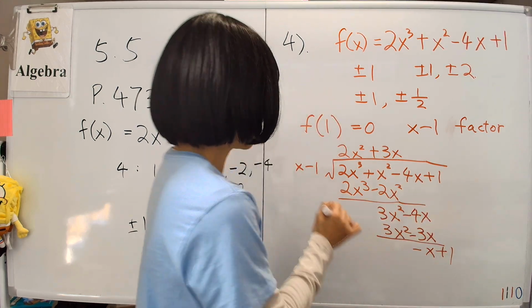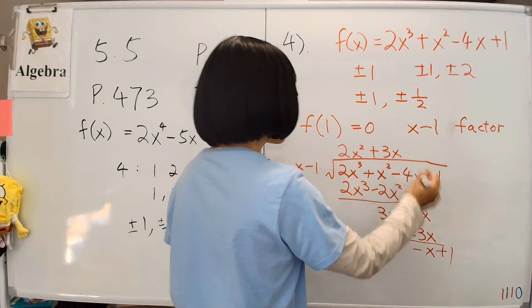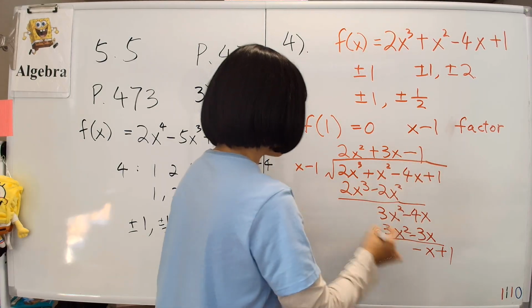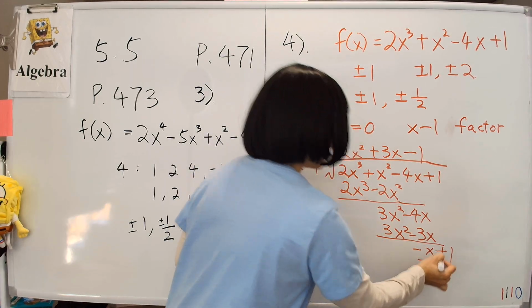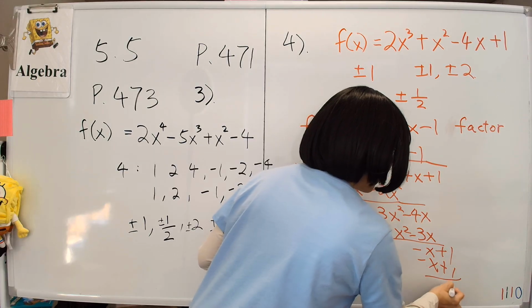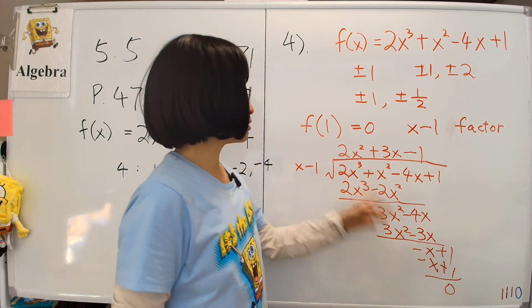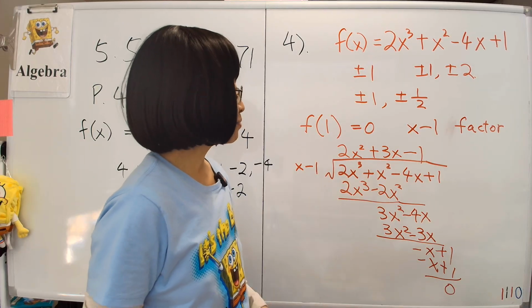You drop that down. And then this something times x has to be minus x. So that would be minus 1. Times x is negative x. And then that would be plus 1. So as we expected, the remainder is 0. But we already know the remainder is going to be 0. I was looking for this thing, okay?